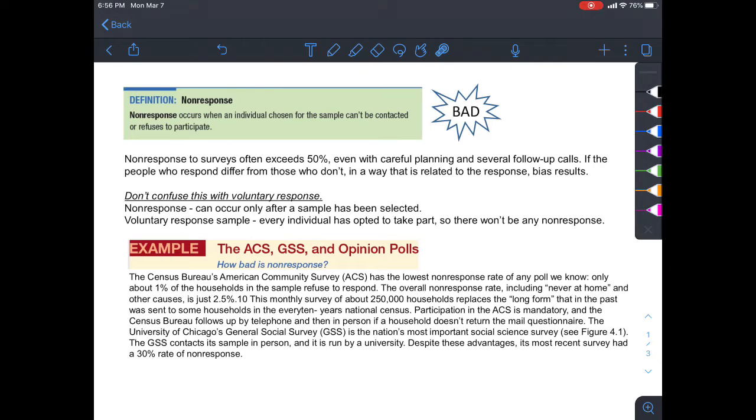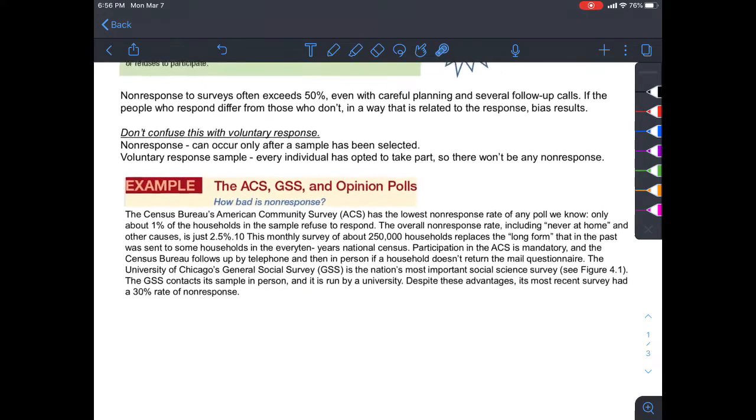Just so you know, this shouldn't be confused with voluntary response. Non-response is like you've been chosen, but you don't want to participate, or you can't be contacted because they're trying to get a hold of you, but you're not answering, for example. Whereas a voluntary response sample is one where people volunteer to respond, for example, to a survey. So they're different things.